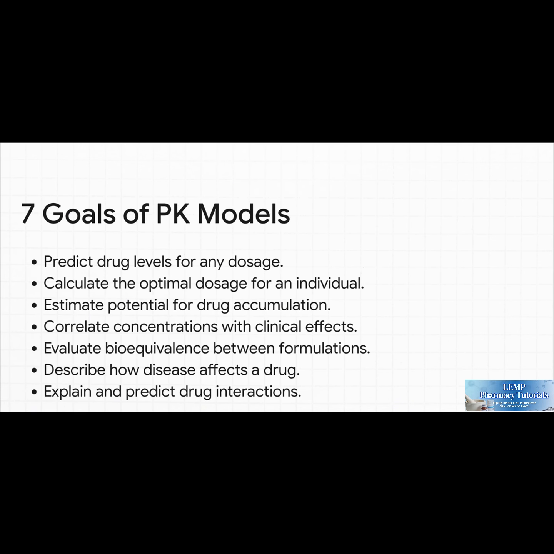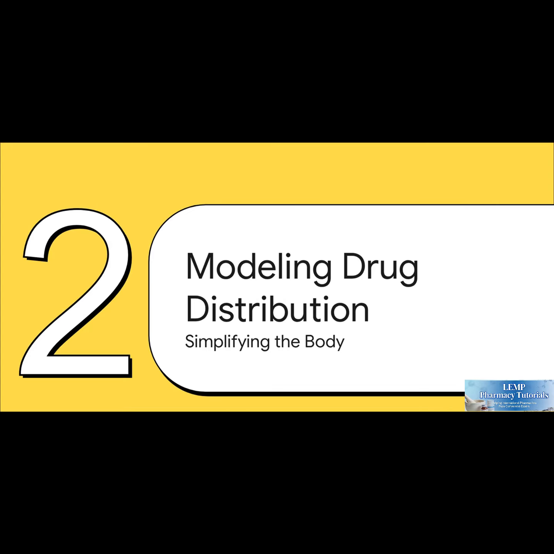These models give us the power to predict drug levels for any dose we can think of. They let us calculate the perfect, optimal dose for an individual, moving beyond that one-size-fits-all idea. Here's a big one. They help us estimate if a drug might dangerously build up or accumulate over time. They also let us correlate what we measure in the blood with the drug's actual clinical effect. They're also used to evaluate if a generic drug really is the same as the brand name version. And it doesn't stop there. They can show us how a disease might totally change a drug's behavior, and finally, help us predict and avoid dangerous drug-drug interactions.